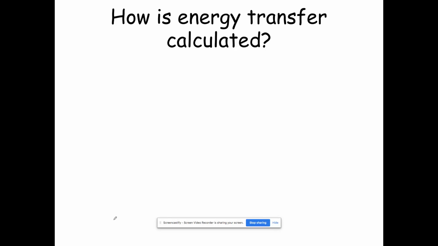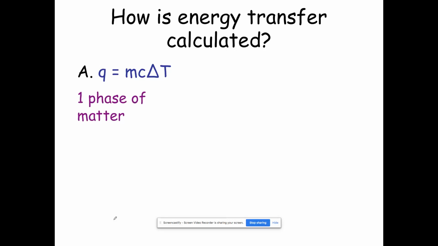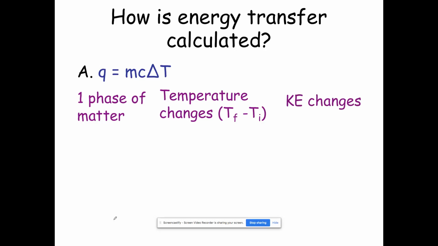How do you calculate energy transfer? We've got Q equals mc delta T. Where do you find that? That's on reference table T, one phase of matter, of course. Temperature change is T final minus T initial, and kinetic energy changes.